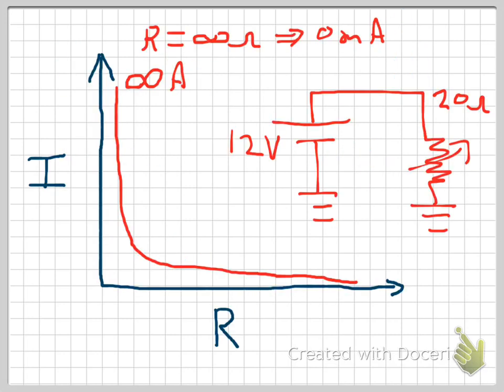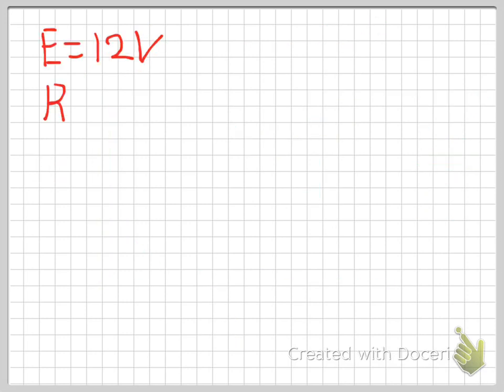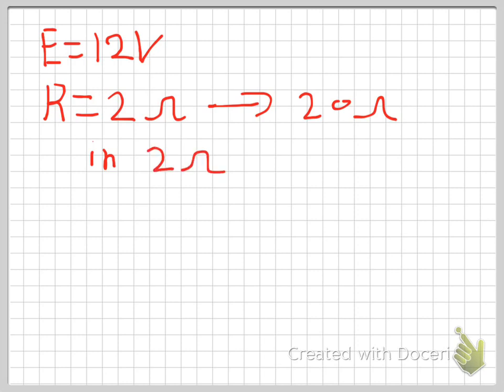Let's say we're going to leave the voltage constant at 12 volts, and we're going to let R range from, let's say, 2 ohms to 20 ohms in 2 ohm steps.